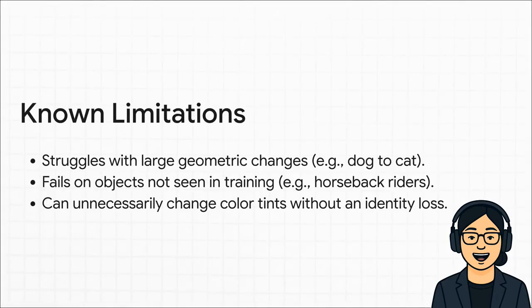But hey, no model is perfect, and the authors were really upfront about that. It has trouble with big geometric changes, like trying to turn a cat into a dog. The shapes are just too different. And because it's only ever seen horses by themselves and zebras by themselves, it totally fails if you show it something new like a person riding a horse. It doesn't understand horse like we do, it just understands the texture.